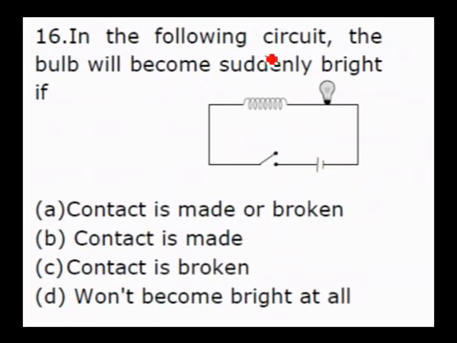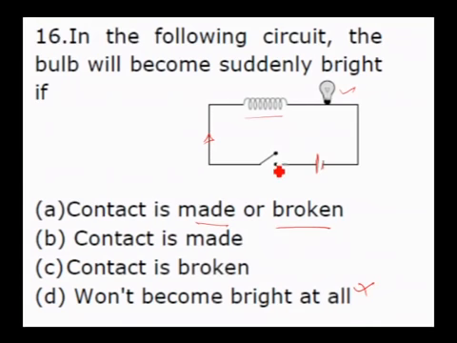There is a circuit here. The bulb will become suddenly bright if... That means if there is a coil connected to a bulb and there is a battery, if you close the key, current will flow through the coil and the bulb will glow. The question is, when do we get the brightness more? Is it when the contact is made, if the contact is broken, in both situations, or it won't become bright at all? So what is the case?